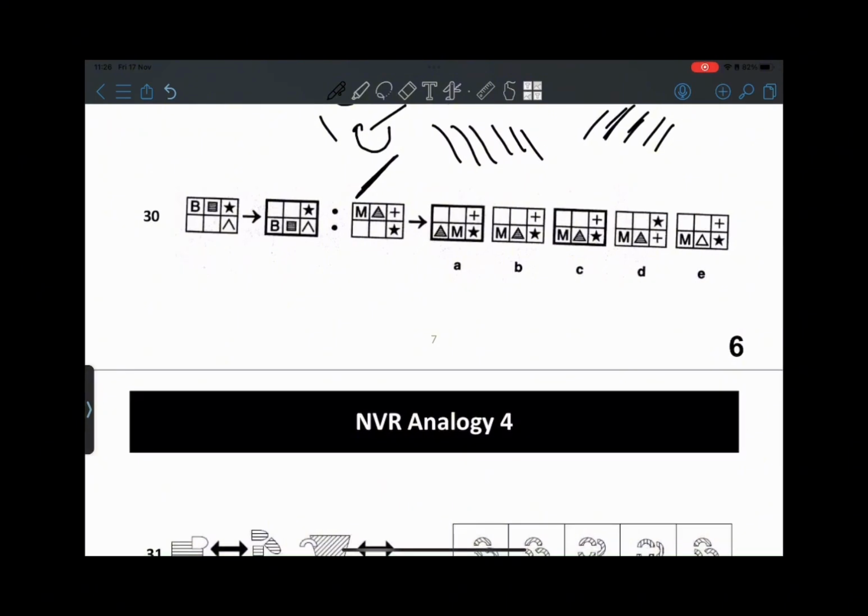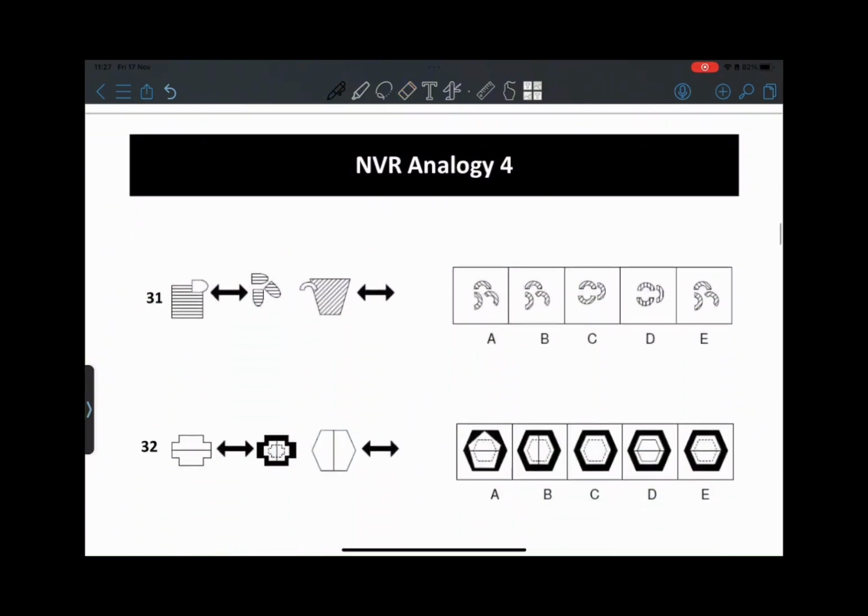Okay, question 30. Nothing changes if these ones move down, so let's move this and move this, and you're left with B. Oh, also, actually, yeah, C, because the outside goes dark.